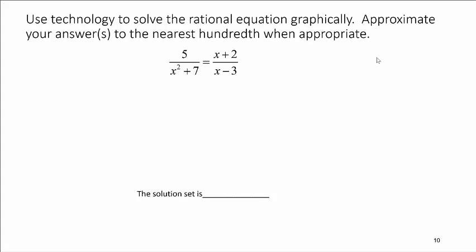So if we were to solve this by hand, we have denominators of x squared plus 7 and x minus 3, both of which are fully factored. And we can't do anything but multiply them together to get the LCD. So when we multiply both sides by the LCD, the right-hand side with the x plus 2 times x squared plus 7, that's going to be a cubic, right? Which is difficult to solve by hand. So let's go to Desmos.